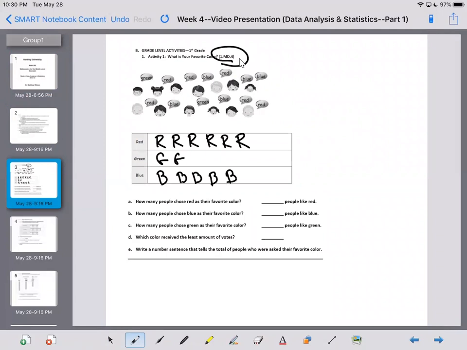So how many people chose red as their favorite color? We would say 6. How many people chose blue? We would say 5. How many people chose green? We would say 2. What color received the least amount of votes? Well, that would be green. And then it asks to write a number sentence that would tell the total number. So the students are working on writing a number sentence to represent the total. So that's something that they would see in their measurement and data for first grade.